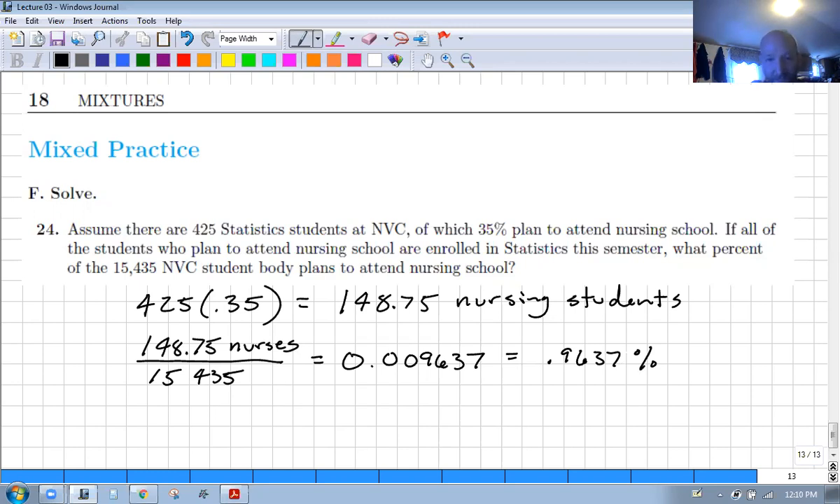So that's less than 1%, right? With 15,000 students, there's only 140, say 150 roughly. 1% of 15,435 would be 154 students. So this is less than 154, 148. So yeah, it's a little bit less than 1%. This is a two-step problem. First, we figured out how many nursing students there were, and we just compared that to the total number of students in the school. Any questions? No, sir. Okay.